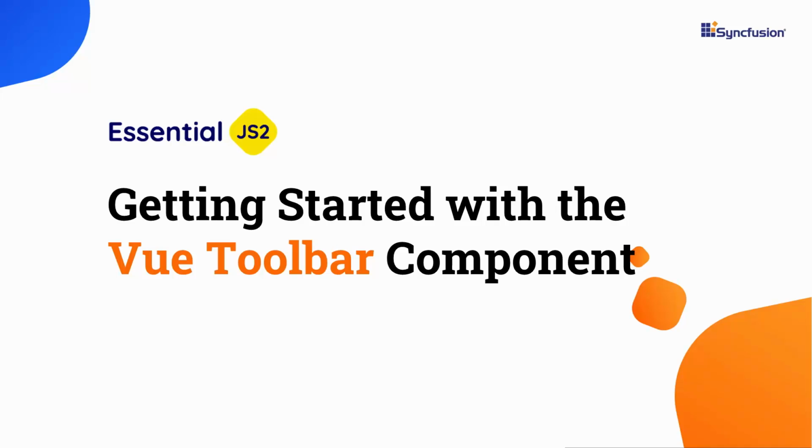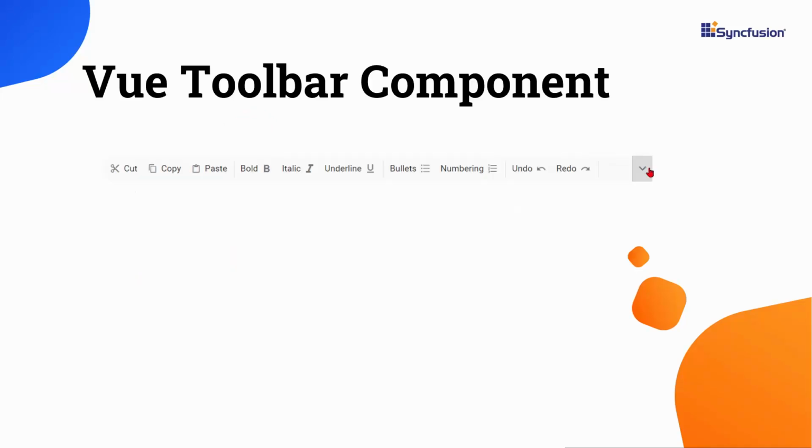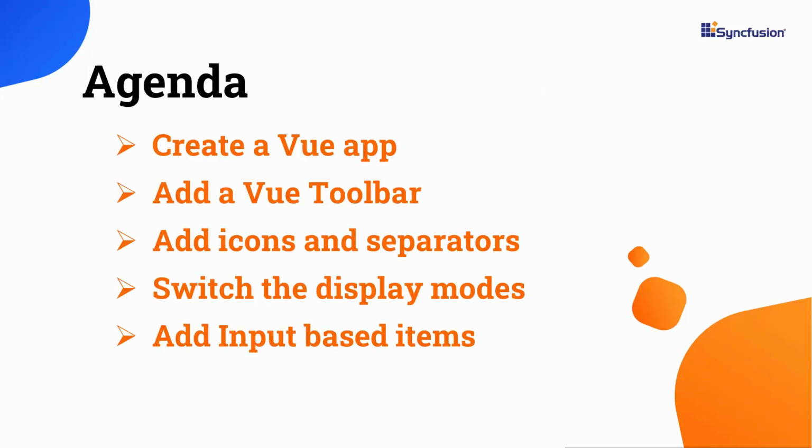Welcome to the Vue Toolbar Component tutorial. Using the Syncfusion Vue Toolbar, you can display a collection of clickable icons, buttons, and input elements that perform specific functions when clicked. In this video, I will show you how to add a Vue Toolbar component to a Vue project, set prefix icons and separators, change the display mode, and add input-based components to the toolbar.